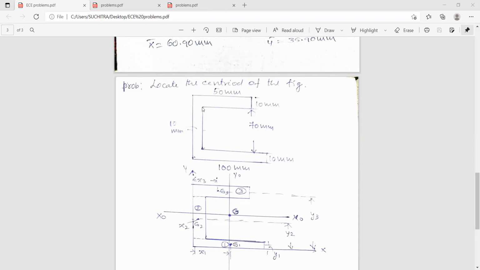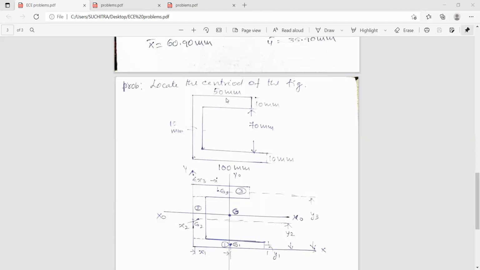So first you find out the areas of the individual figures. So A1 works out to be 100 into 10, 1000 millimeters square, and A2 is 70 into 10, 700 millimeters square, and A3 is 50 into 10, that is 500 millimeters square. So sigma A works out to be 2200 millimeters square. Now x1 is 100 divided by 2. So this width is 100, half of which is 50 millimeters. So x2 is 10 divided by 2, so that is 5 millimeters. And x3 is 50 divided by 2, 25 millimeters.